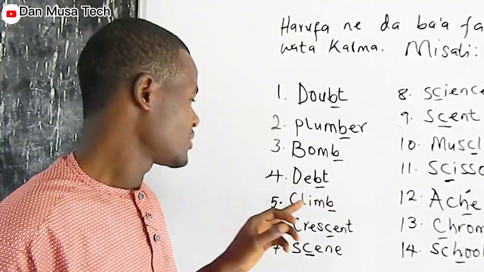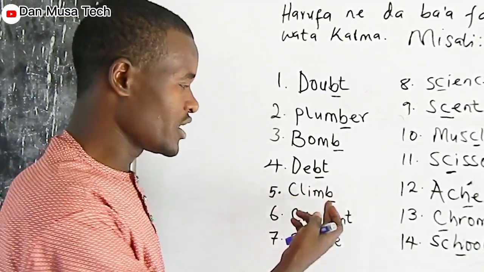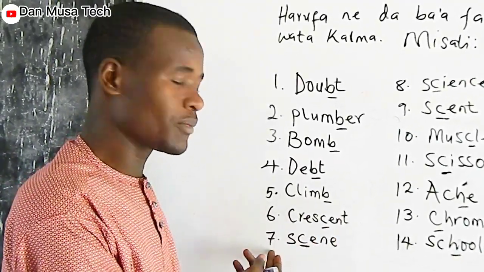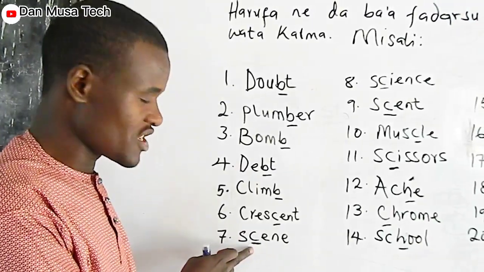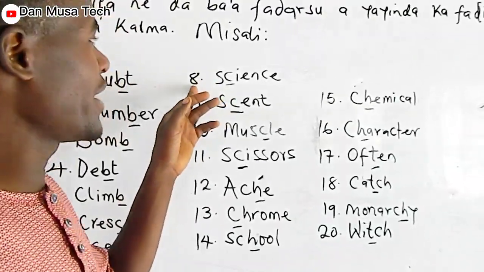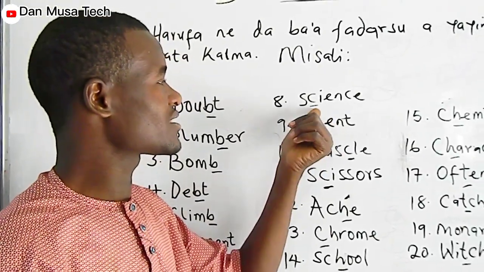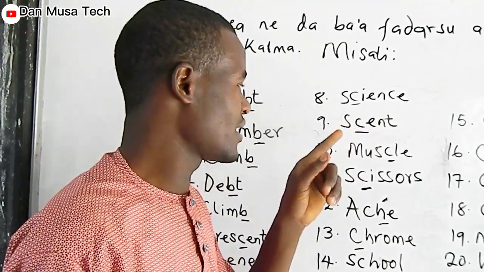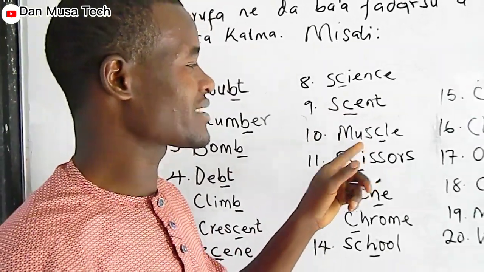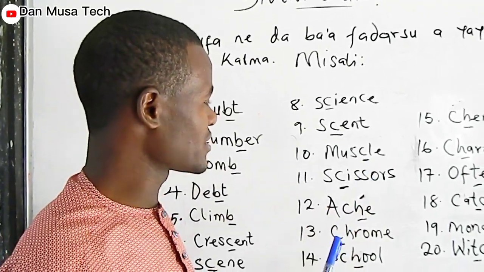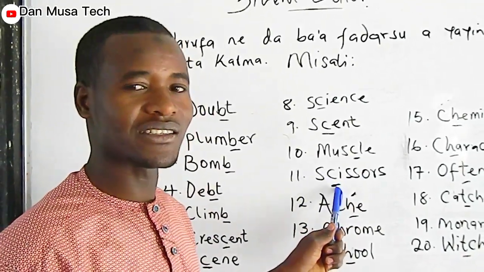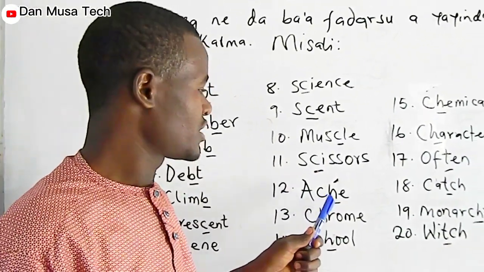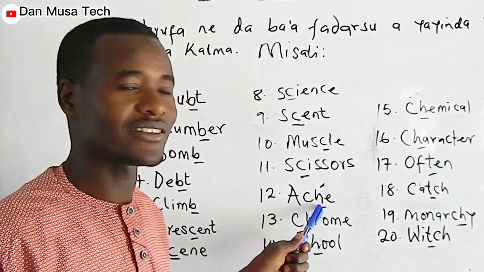Number 5, climb. B is also silent. Number 6, crescent. C is silent. Number 7, seen. This C is also silent. Number 8, science. In science, C is silent. Number 9, scent. Also, C again is silent. Number 10, muscle. C is silent in muscle. 11, scissors. C is silent. Number 12, egg. H, I'm sorry, H here is silent.